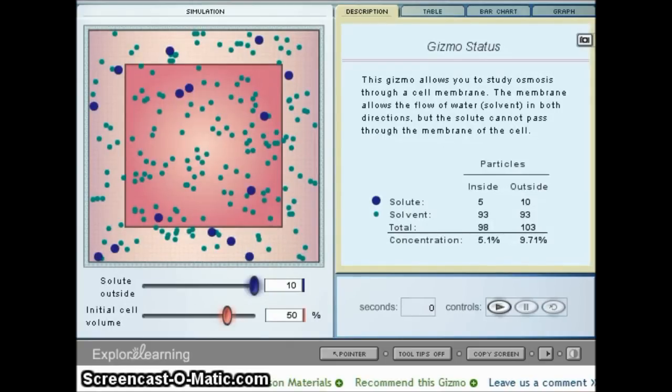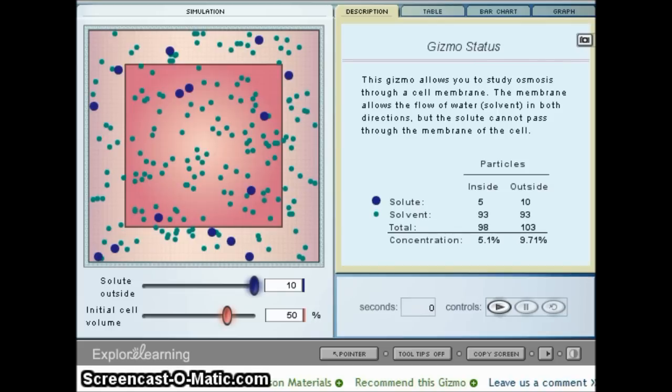This Explore Learning gizmo simulates the process of osmosis in our egg. Here's our egg represented by a darker pink inner square placed in corn syrup represented by the surrounding lighter pink square. The small green spheres represent water molecules. The larger purple spheres represent sugar molecules. The membrane around the egg, represented by the edge of the inner square, is semi-permeable. The membrane allows water molecules to pass through, but not sugar molecules, which are too large.